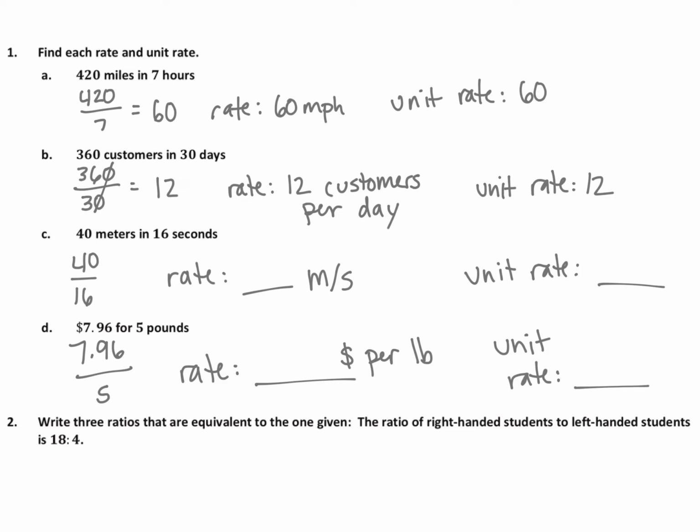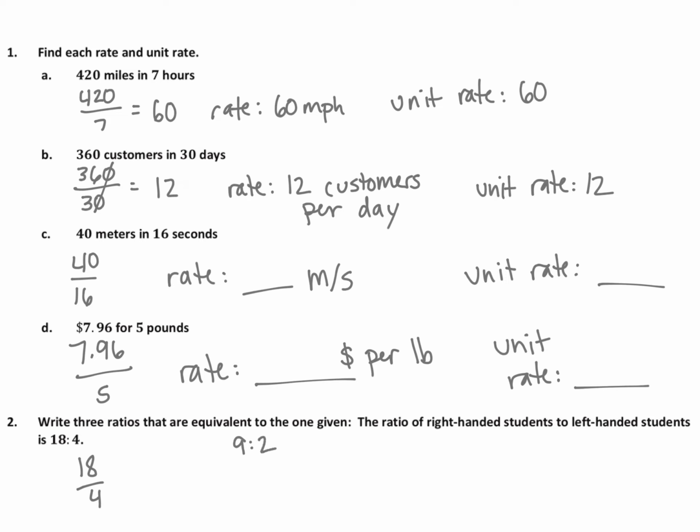Number 2 says write 3 ratios that are equivalent to the one given. A ratio of right-handed students to left-handed students is 18:4. If we were to simplify this, just like we would with a fraction of 18/4, we can divide out a 2 on both of those. 9 times 2 makes 18, and 2 times 2 makes 4. So an equivalent ratio may be 9:2.